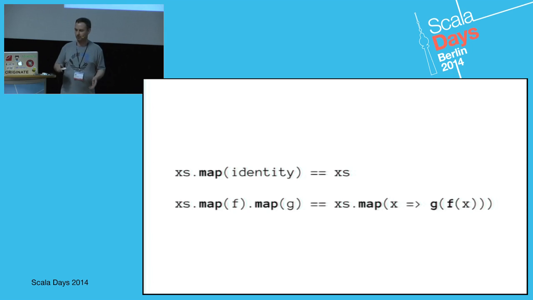If you take any list and map with the identity function, does everybody know what the identity function is? Anybody not? So the identity function is just a function that does nothing to its argument. It just returns its argument unchanged. So if you map with the identity function, the list you get out is equal to the list you started with. And then there's an associative property where with any list, if you map with the function f and then map the result of that with the function g, you get an equal list to if you take the list and just map with a single function that's the composition of f and g, where it applies f to the argument and then g to the result.